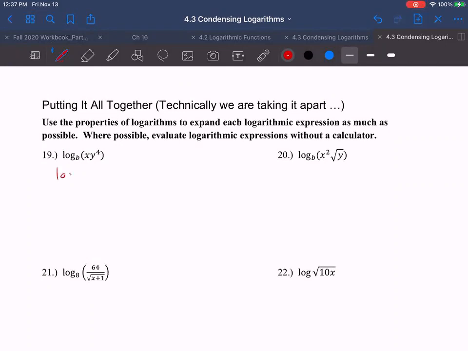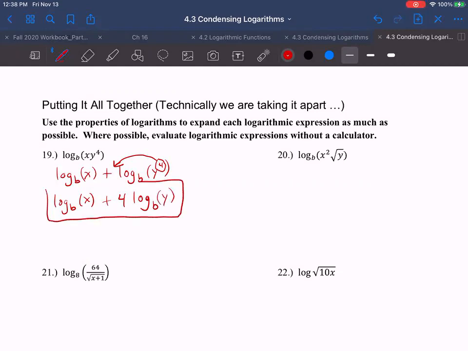So the first thing I can do is actually just separate these: log base b of x plus log base b of y to the 4th. That's the very first thing I can do, use the product rule. After that, in this second logarithm, I can take this 4 and bring it out front because everything inside the logarithm has it. So this becomes log base b of x plus 4 times the log base b of y. And so there it is. We fully expanded out. We can't do any more than that.